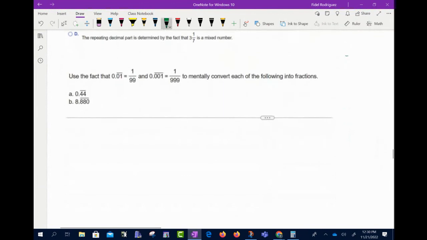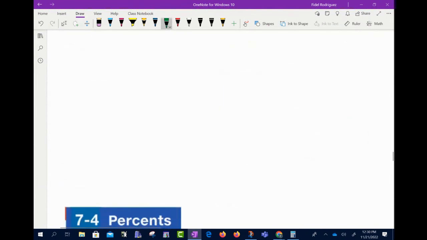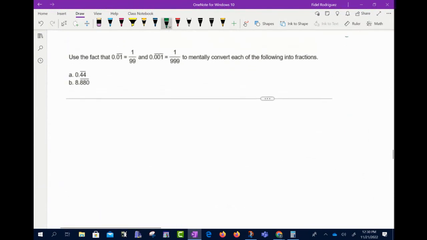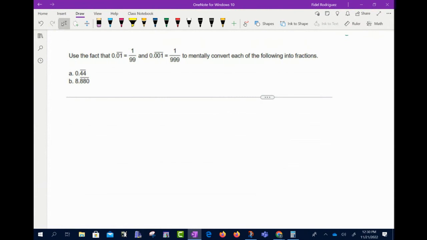Okay. And so I just got a couple more problems. Actually, I think this is the last one. Yeah, this is the last one. Like I said, 7.3 is kind of a short section here, y'all. And it says, use the fact that 0.01 repeating is equal to 1/99 and 0.001 is equal to 1/999 to mentally convert each of the following fractions.